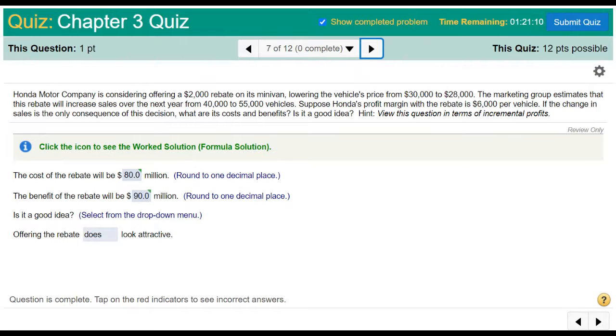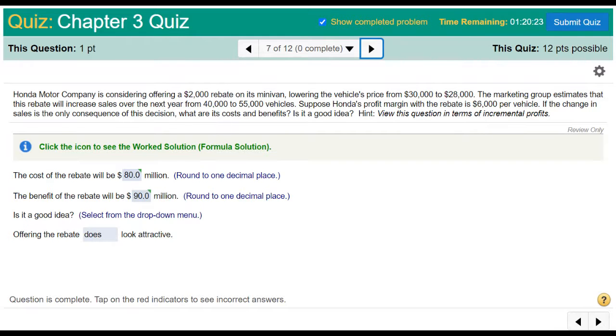Honda Motor Company is considering offering a $2,000 rebate on its minivan, lowering the vehicle price from $30,000 to $28,000. So that's the amount of the rebate. They lowered the price. They're offering you a rebate, an incentive. The marketing group estimates that the rebate will increase sales over the next year from 40 to 55,000. So let's calculate the rebate amount. We're going to say 2,000 times 40,000. So that's 80 million.